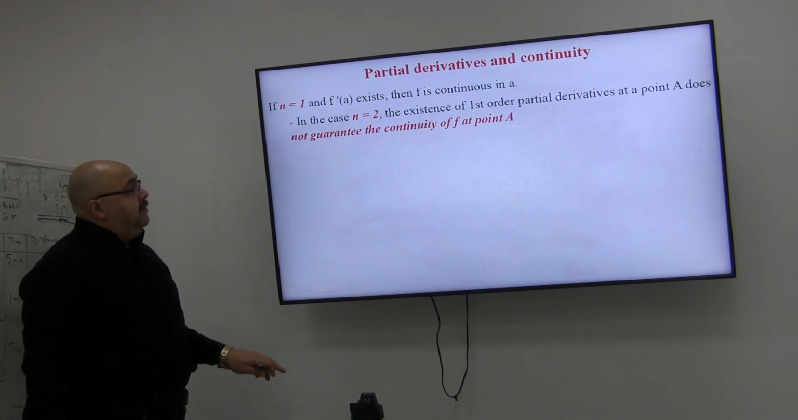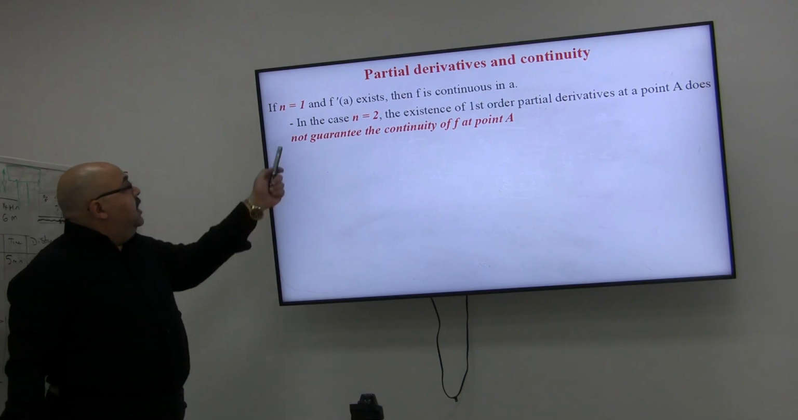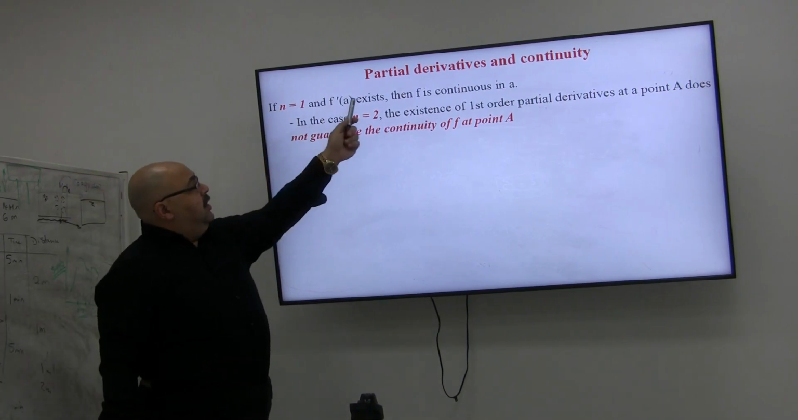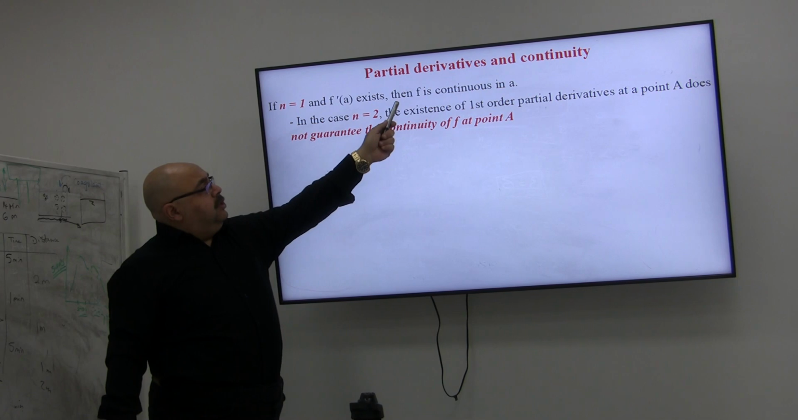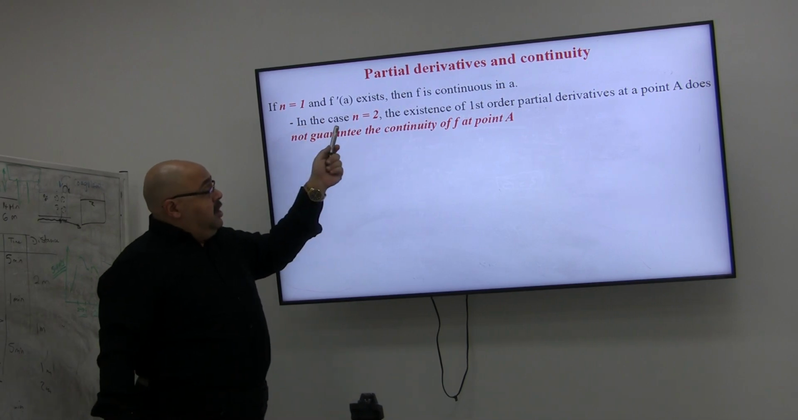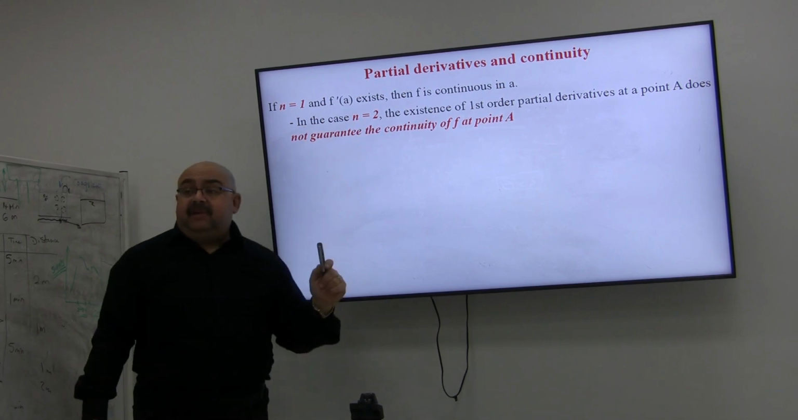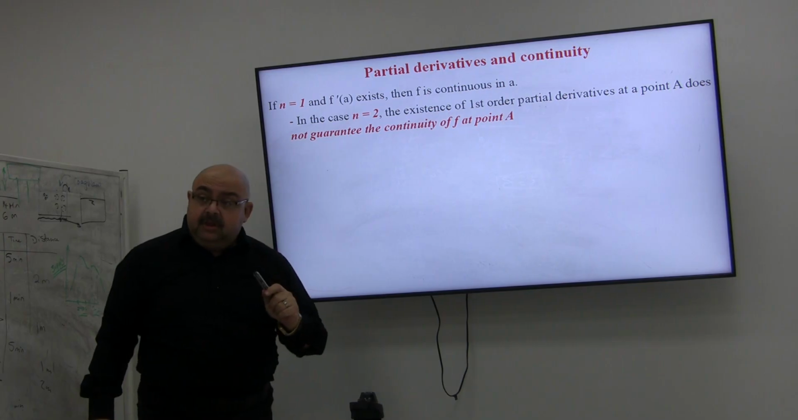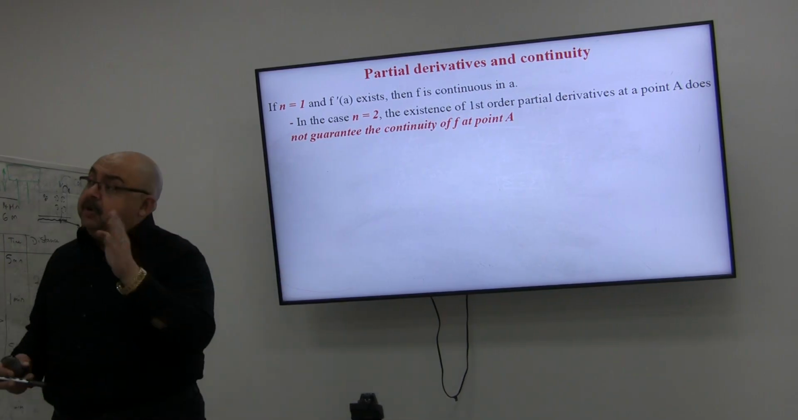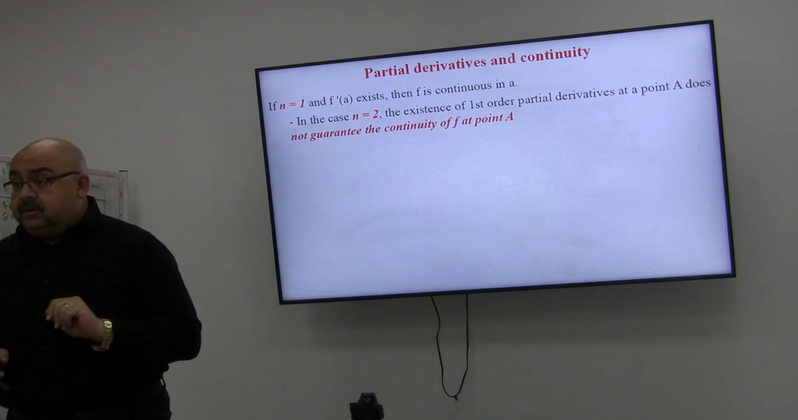For the partial derivatives and continuity, in the case of n equal to 1, if f dash exists, then f is continuous. In the case of n greater than 1, be careful, this could come as a multiple choice question. In one dimension, if the function is differentiable, it is continuous. Okay?